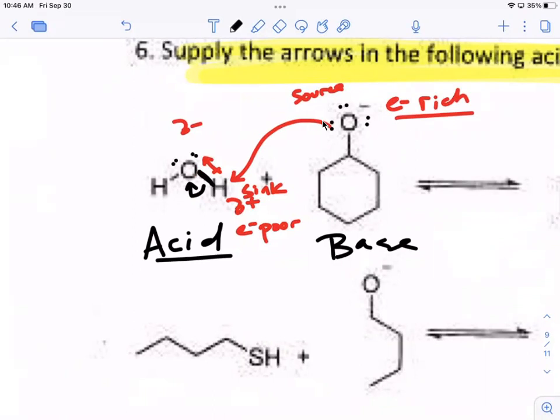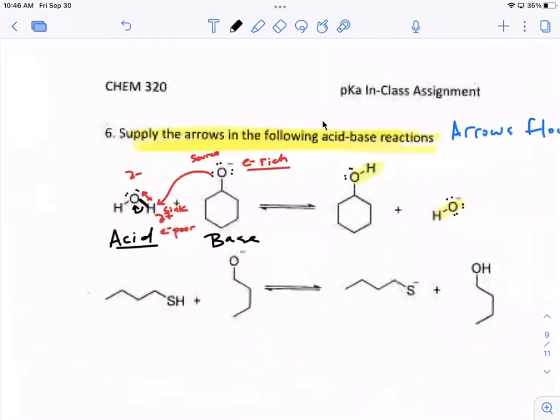All right. So now we see that those two arrows that you see right there, you can put them in any acid-base reaction. It doesn't matter. Any acid-base reaction, you can put those two arrows in, from the base to the proton, and then from the bond between the proton and whatever atom it's bonded to, back to that atom. It never changes.